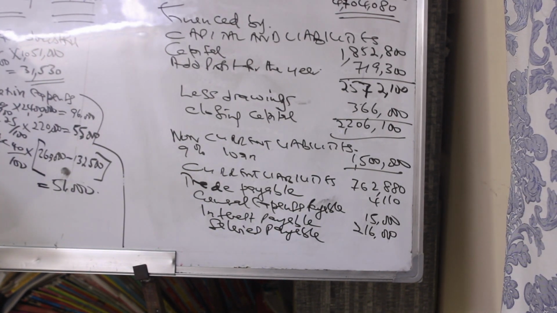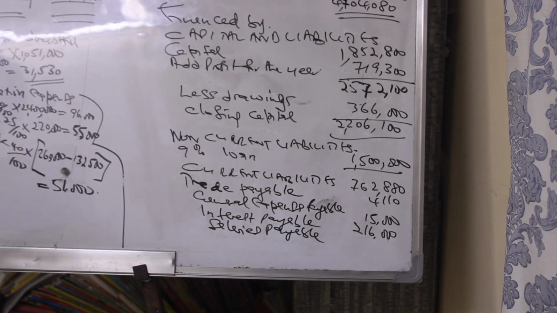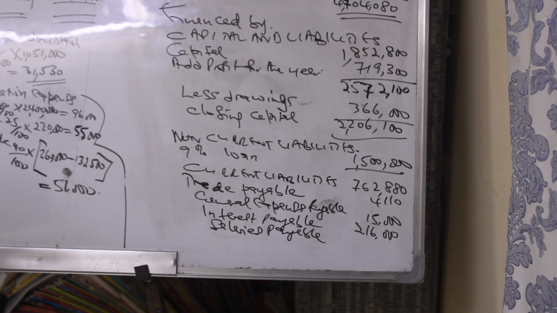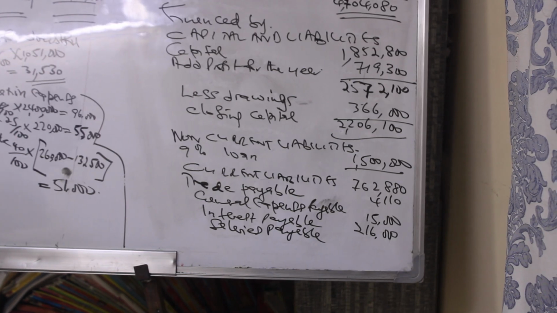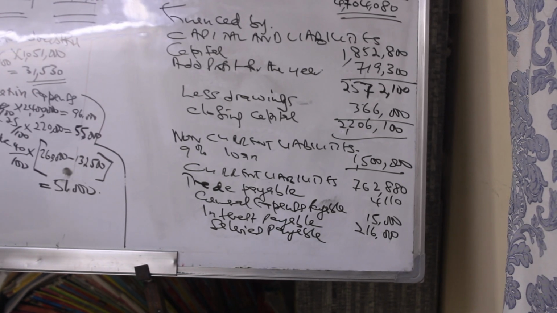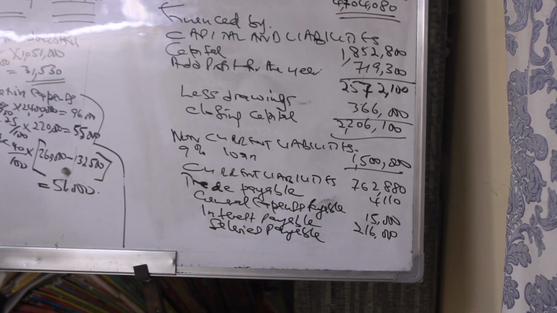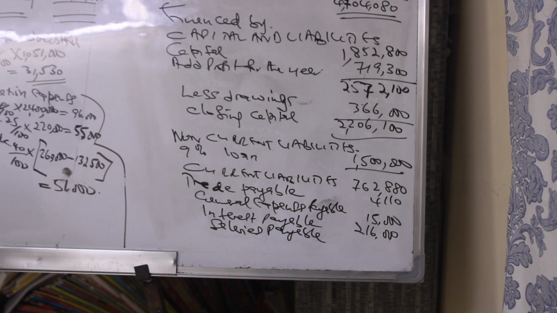We check whether there are any other current liabilities in the trial balance which are payable, and I don't get any. So if we are to add the four, we get 762,880 plus 216,000 plus 15,000 plus 4,110. We get a figure of 997.